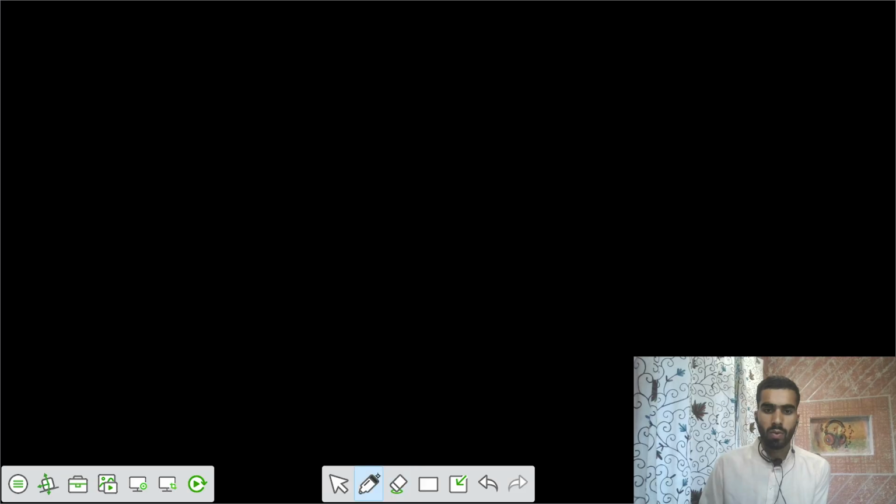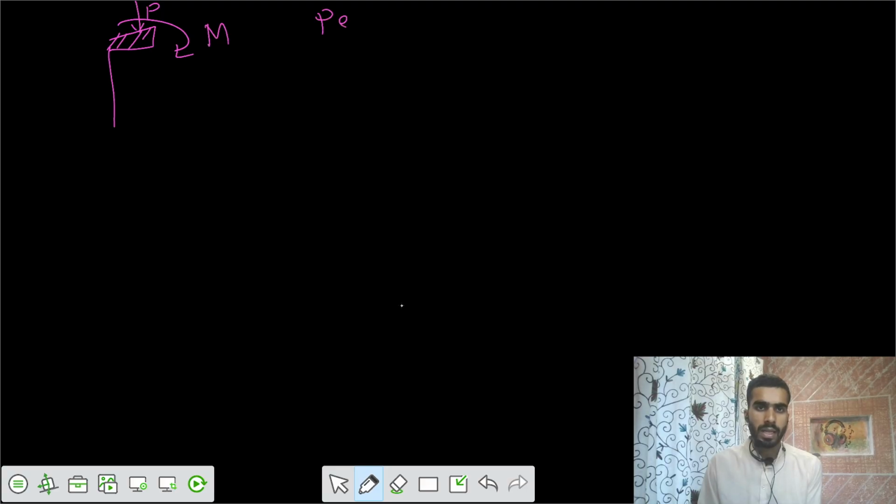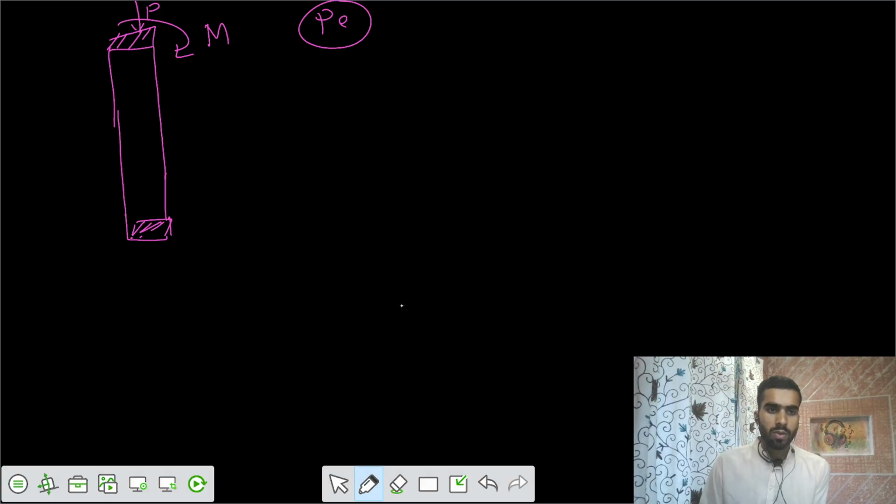Let's take one more problem. So we have some cross section of a column, and you are applying a load of P, and it is subjected to moment also, because of PE, there is moment also developed. After the column ends, it is resting on what we call the base of column. So there's some base of column, and you are looking from the side view.